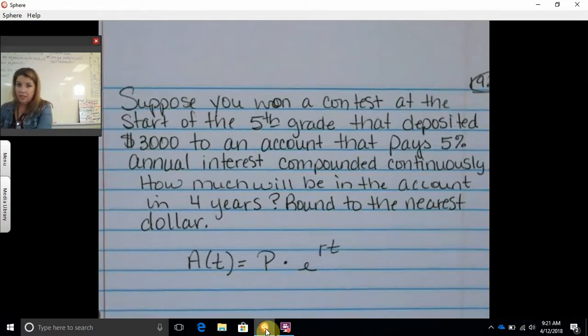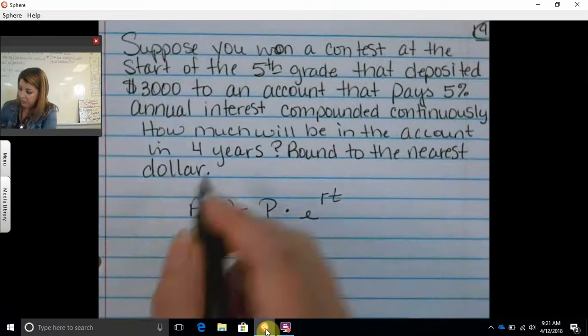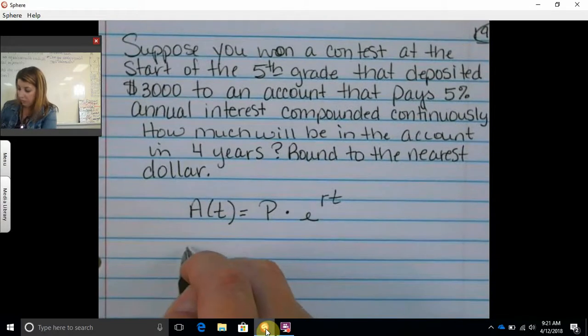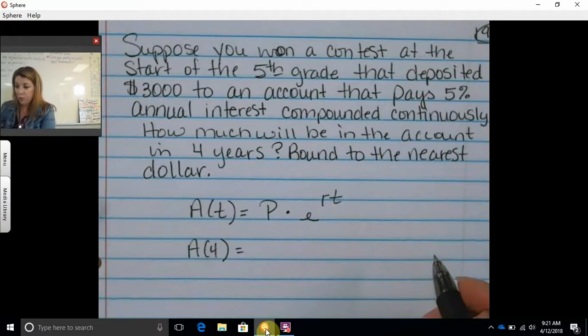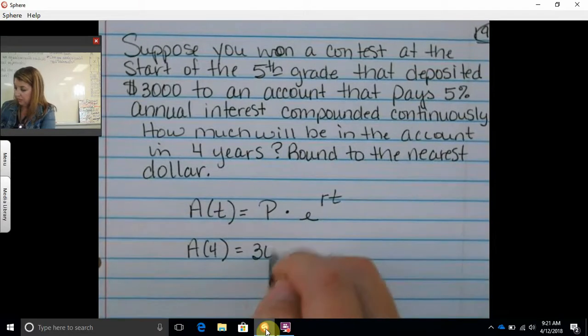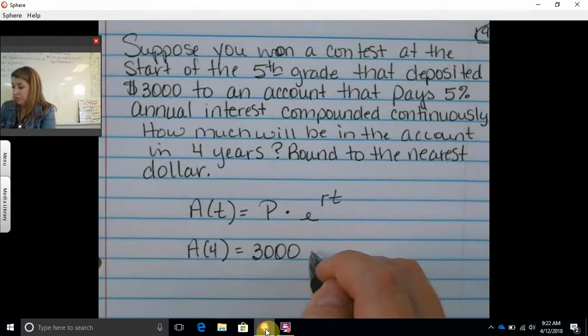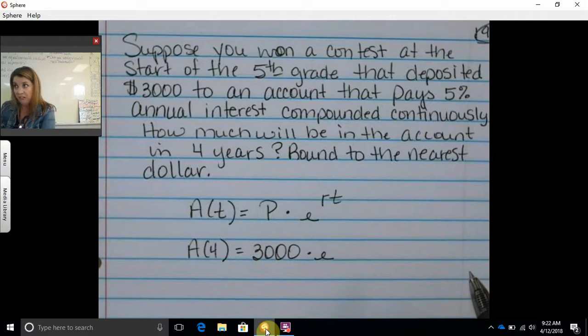So we're looking for the amount in the account in how many years? 4 years. So we're looking for A of 4 equals, what would my principal be? 3,000. You don't substitute in anything for e. e is its own number. Okay? That's not a variable. It represents a number. Raised to the rate times time.